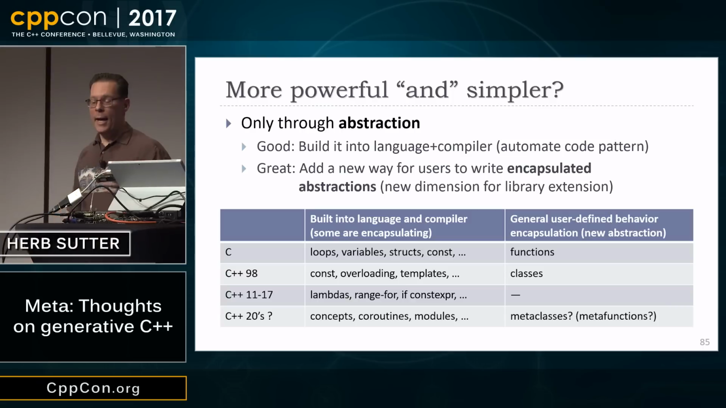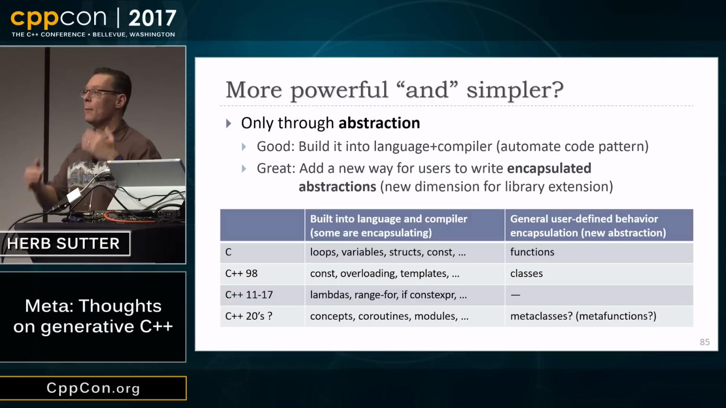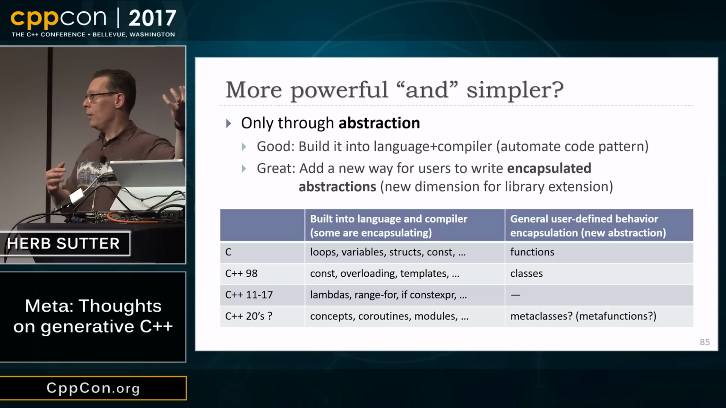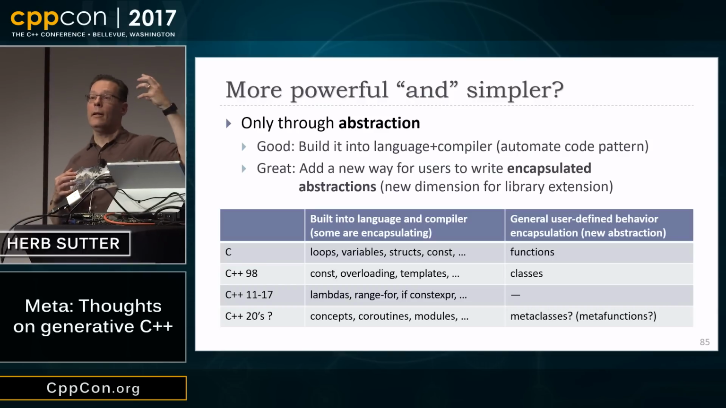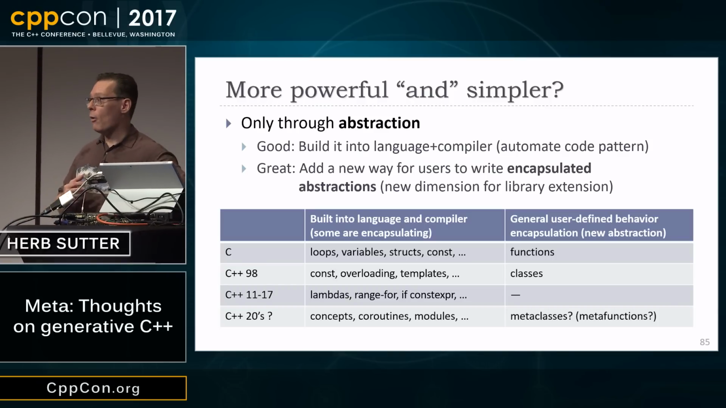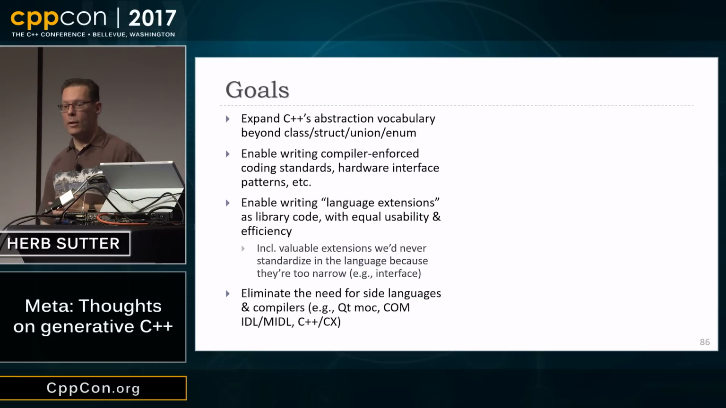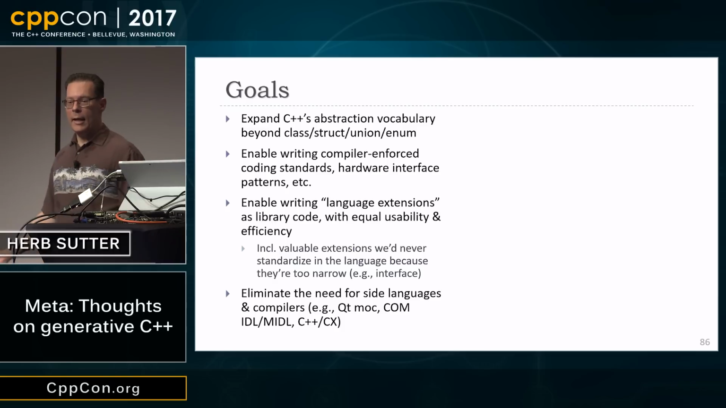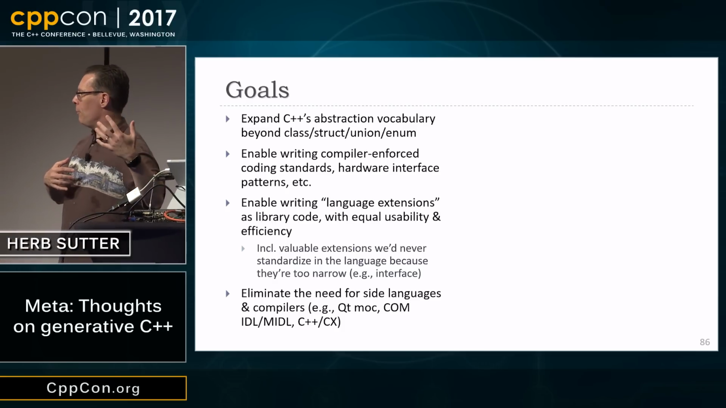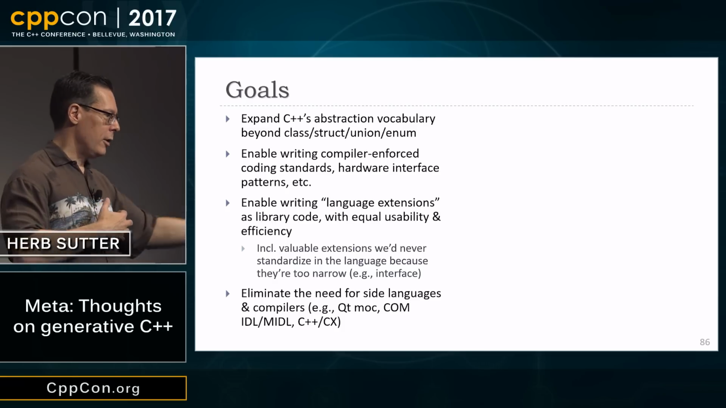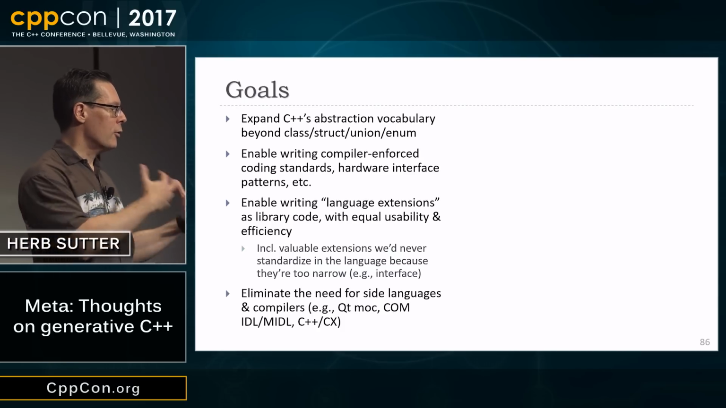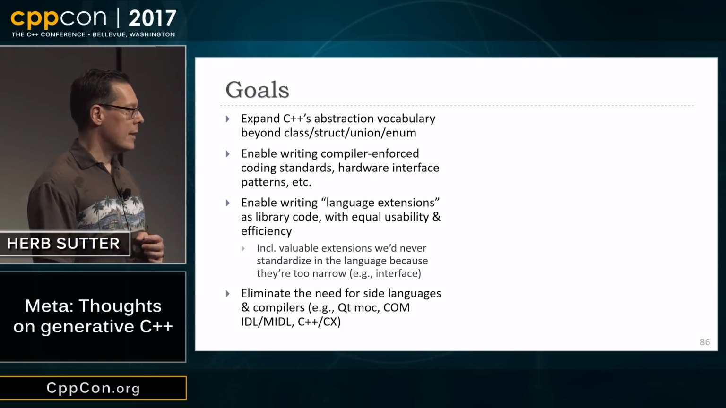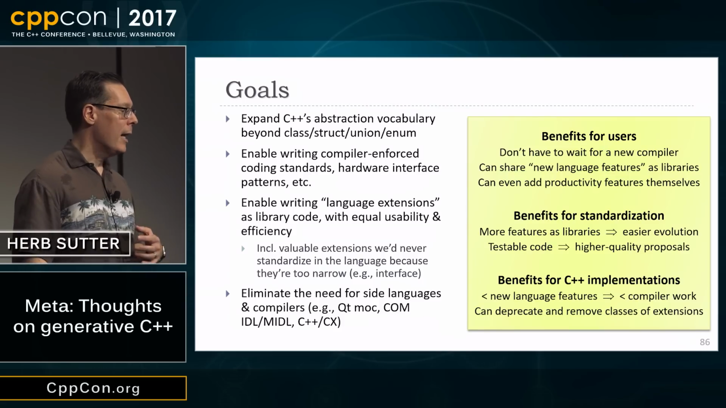We want more of them. But I'm hopeful that metaclasses might be the third of those things that actually let users define words of power in a way that simplifies how we use the language. So we want to expand our abstraction vocabulary, use it for everything from enforcing, using reflection and compile-time programming, to enforce coding standards, to write language extensions as library code, and many kinds of them.